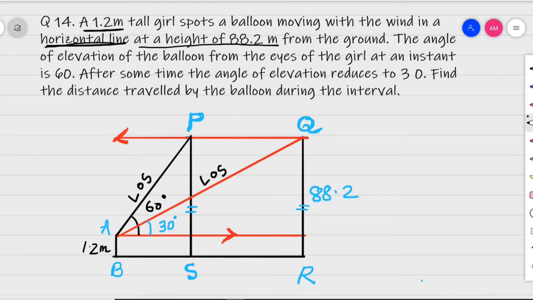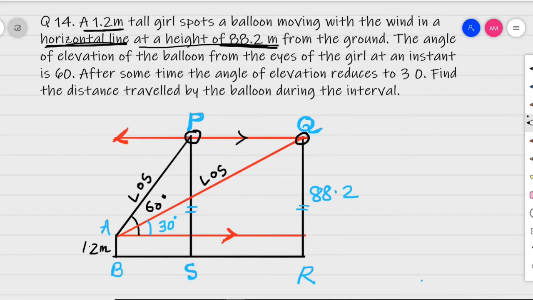The balloon is moving horizontally in a straight line at a height of 88.2 meters from the ground. Let us consider P as the balloon, and it is moving from P to Q. Let us say that it is moving in this direction, from P to Q.